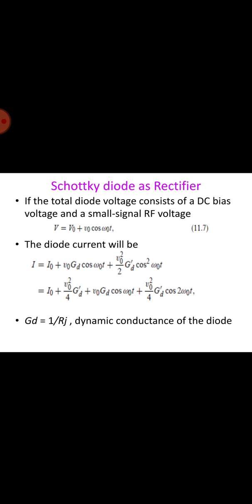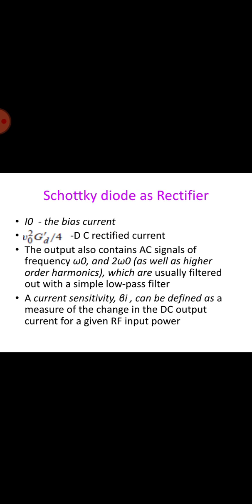This can be written as I = I0 + (v0²/4) Gd' + v0 Gd cos ω0t + (v0²/4) Gd' cos 2ω0t, where Gd = 1/Rj is the dynamic conductance of the diode. I0 is the bias current and (v0²/4) Gd' is the DC rectified current.